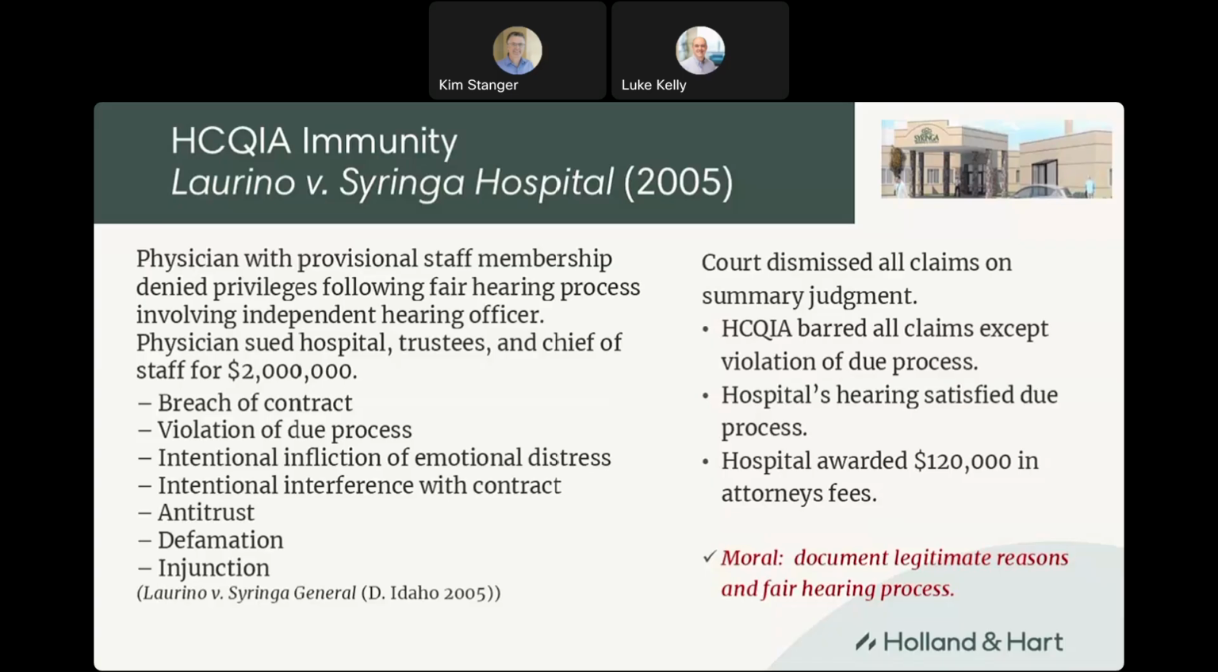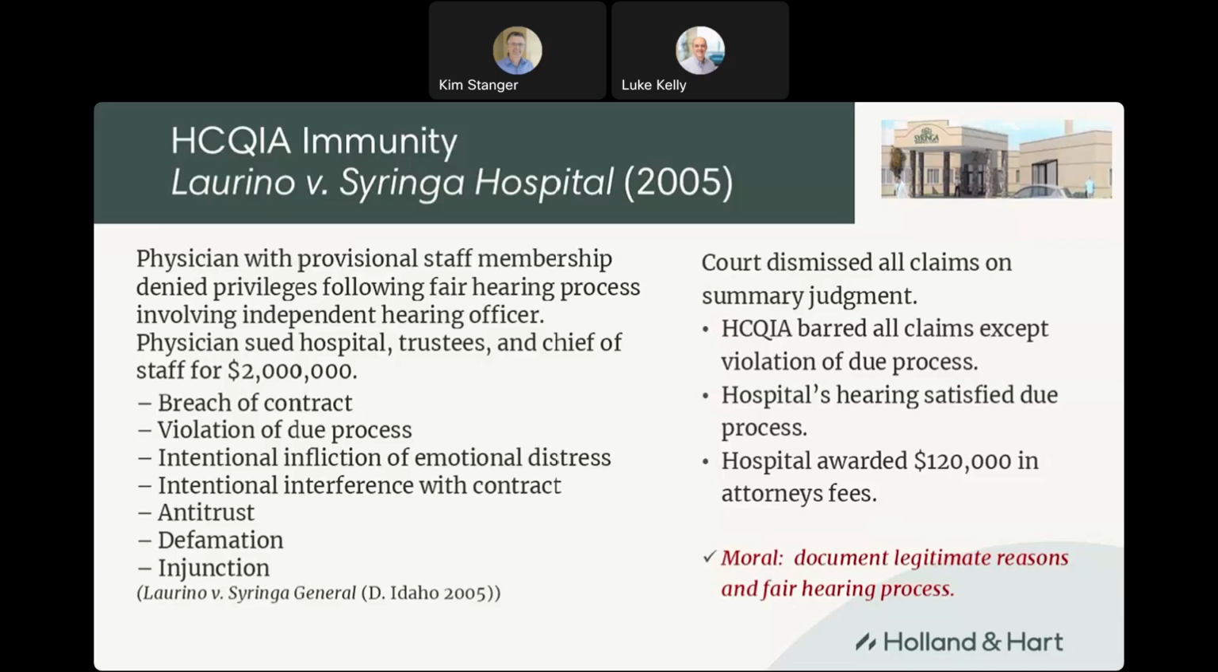The physician was not happy. He ended up suing just about everybody associated with the hospital for a claim of about $2 million under a whole bunch of different theories. We brought a motion for summary judgment, and the court dismissed all the claims based on HCQIA because we had followed that due process very carefully. And because of that, we were entitled to HCQIA immunity.